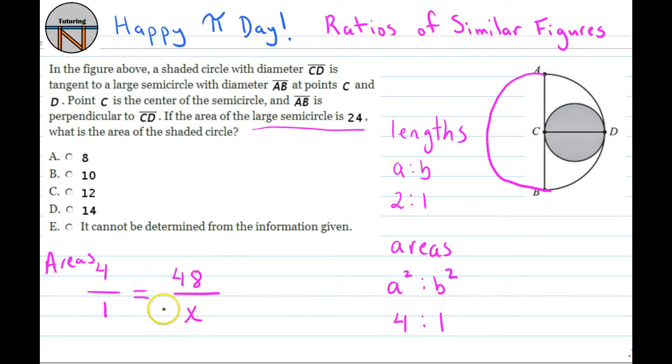You could cross multiply this and then divide, or you could just notice the ratio is 4 to 1. Depends what you're comfortable with. But if we cross multiply, we're going to have 4x equals 48, and then dividing both sides by 4, we would find that x, the area of the shaded circle, is 12 units squared.